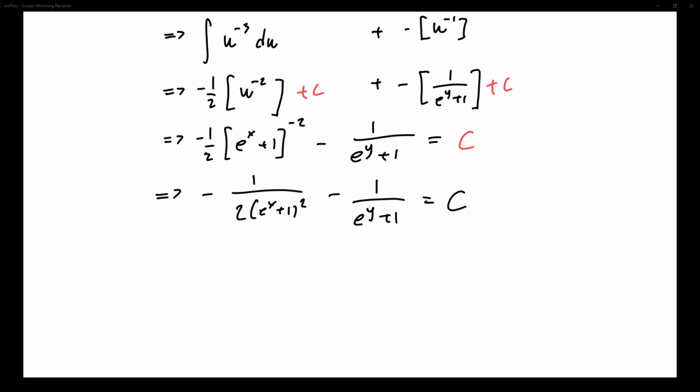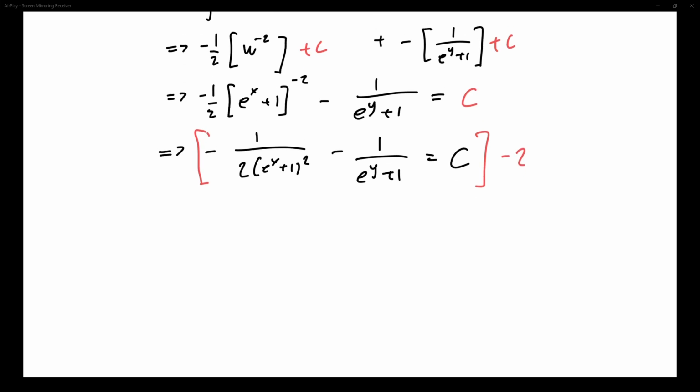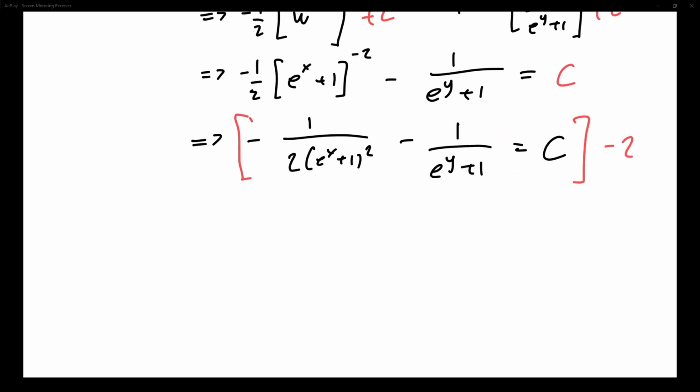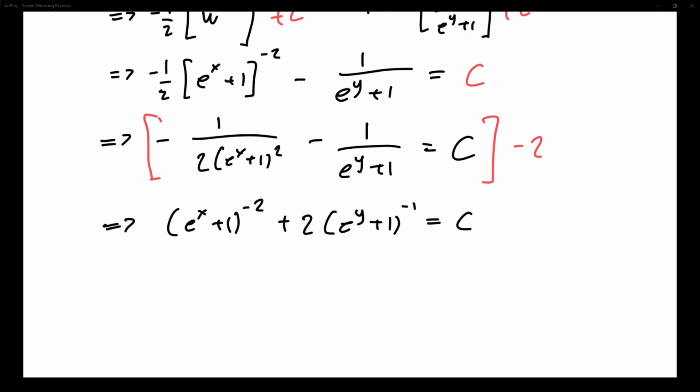Alright, so one quick thing they did was multiply everything by negative 2, just to clear out the negative and make it look a little nicer. Get rid of that 2 down there. And they rewrote it like this. So when you distribute the 2, you're gonna get e to the x plus 1 to the negative 2 plus 2 e to the y plus 1 to the negative 1 equals c. Negative 2 times c, that's still a constant, so that's your final answer.